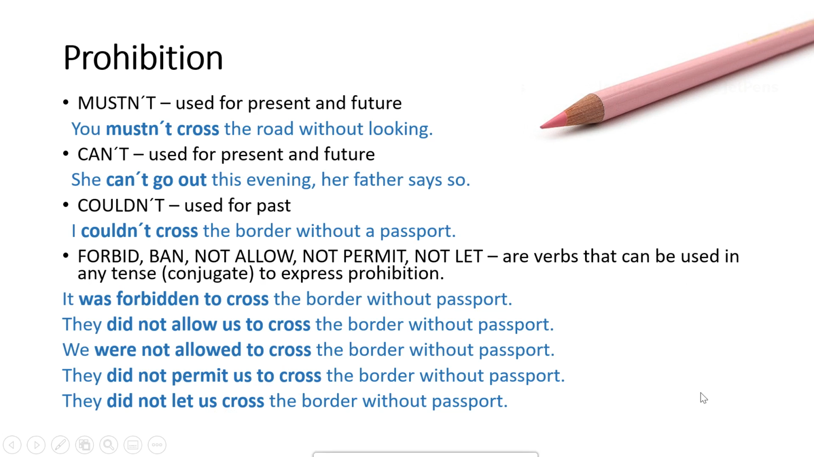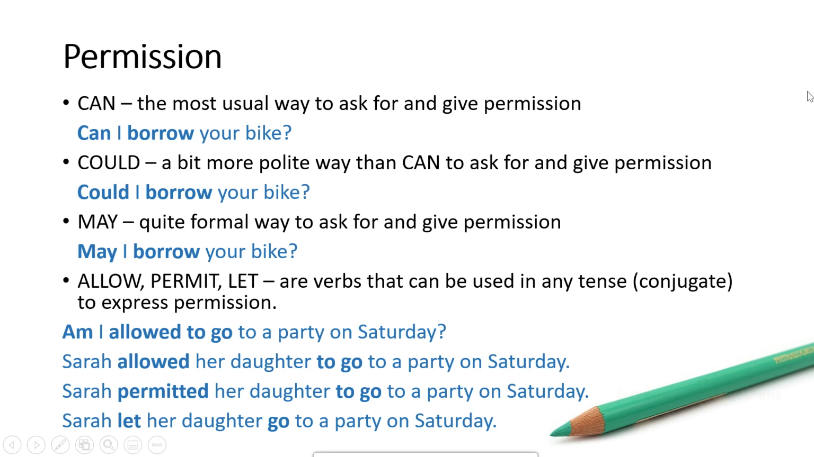Okay, we finished prohibition. Now we talk about permission. In order to ask for and give permission, we have three modals. We have the modal can, which is quite informal and most people use it in daily speaking. Yeah, can I borrow your bike?